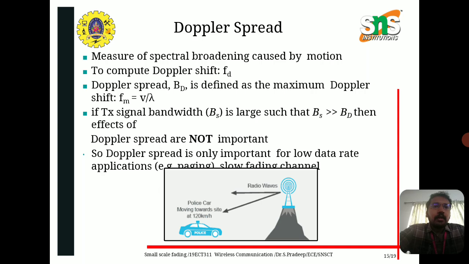Doppler spread. A measure of spectral broadening caused by motion. To compute Doppler shift, Fd is needed. Doppler spread Bd is defined as the maximum Doppler shift, which is given by fm equal to v by lambda. If the transmitted signal bandwidth is larger such that Bs is greater than Bd, then the effects of Doppler spread are not important. So Doppler spread is only important for low data rate applications.